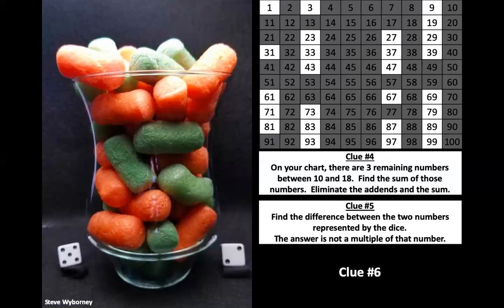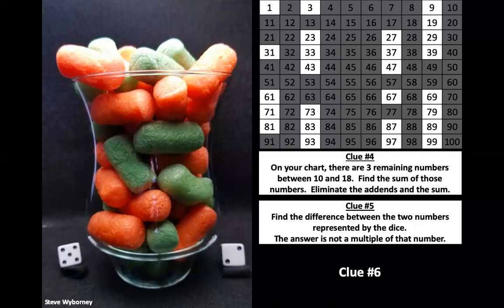If you think in terms of a number line, you have a 2 and a 5. The difference is the distance between 2 and 5. So what is 5 minus 2? That's right, it's 3. So we know what the difference is. So the answer is not a multiple of that number. All right, so a multiple of 3.